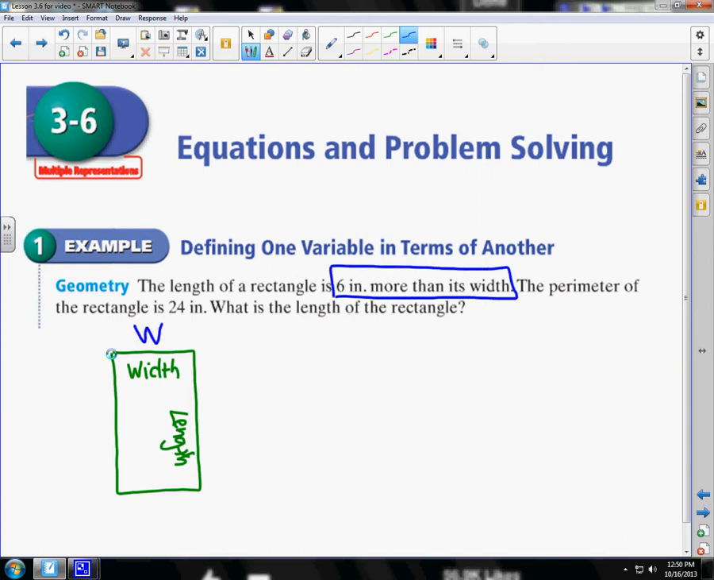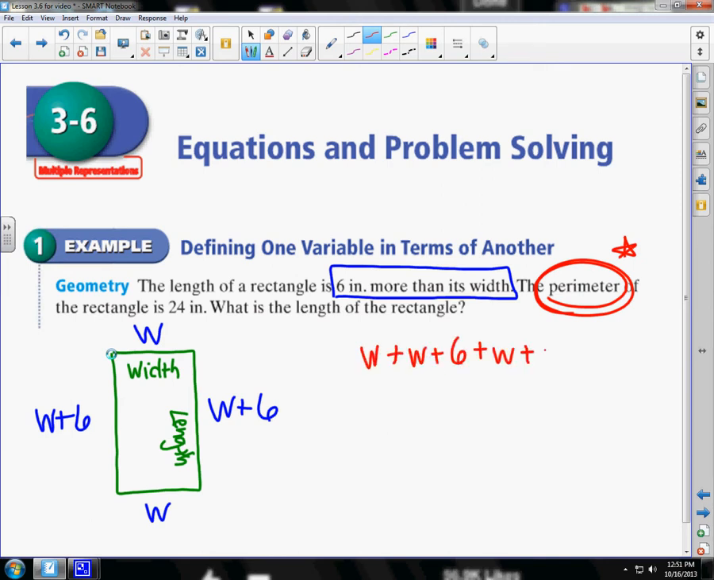So here's my width, I'll name that W, and then the length is 6 inches more. So I want to only have one letter or one variable because then I can solve the equation. If I made this W or X or Z or Y, I wouldn't be able to solve it. But since they're both in the same variable, then I can solve it. So then I would look here and I'd say, okay, that's W and that's W plus 6. So then they want the perimeter, keyword, perimeter. So I would add W plus 6 plus W plus W plus 6 equals 24.